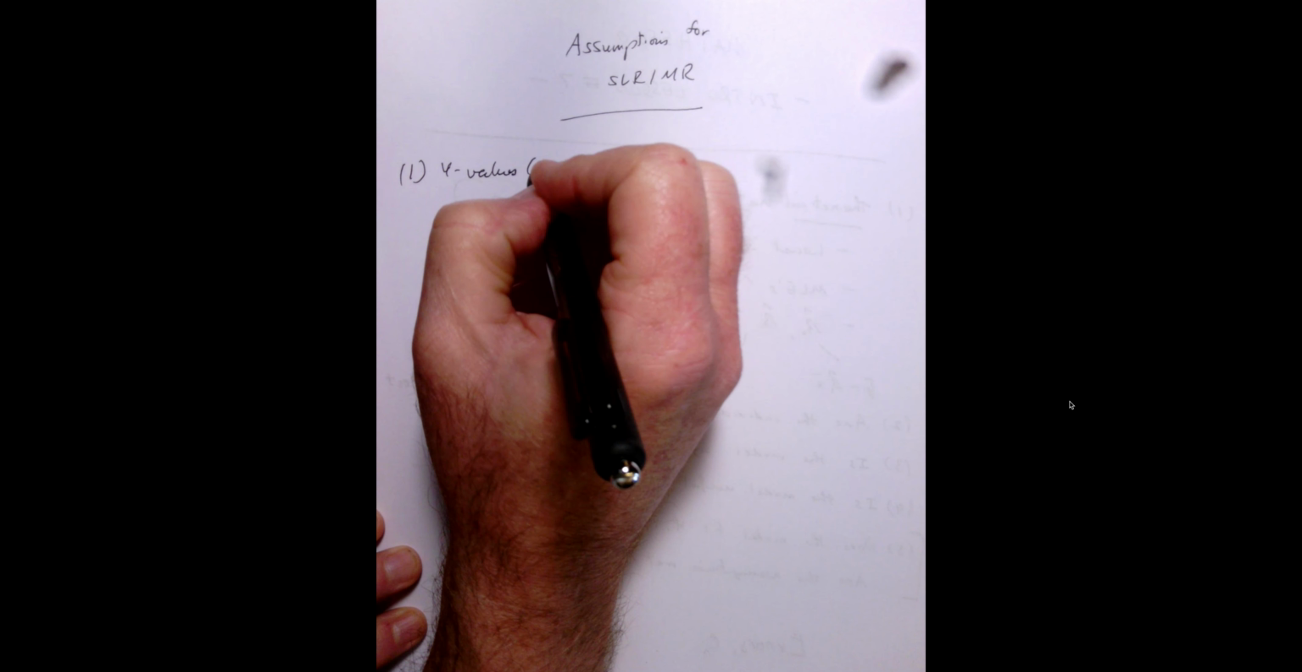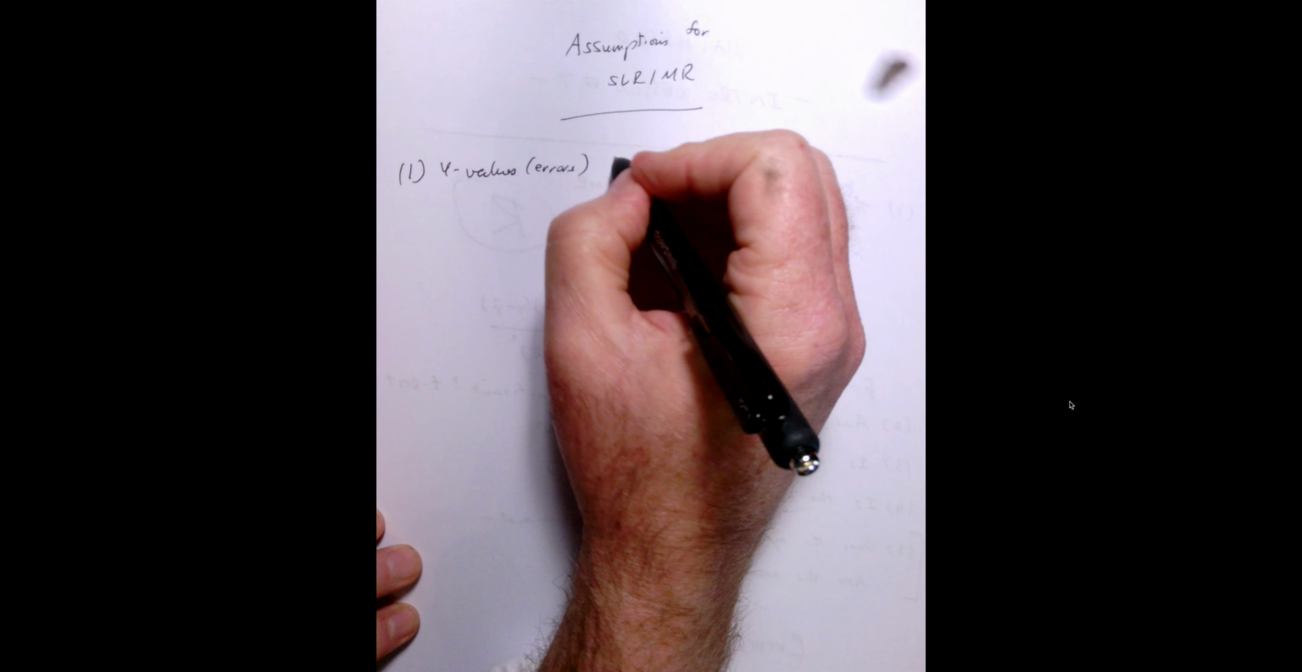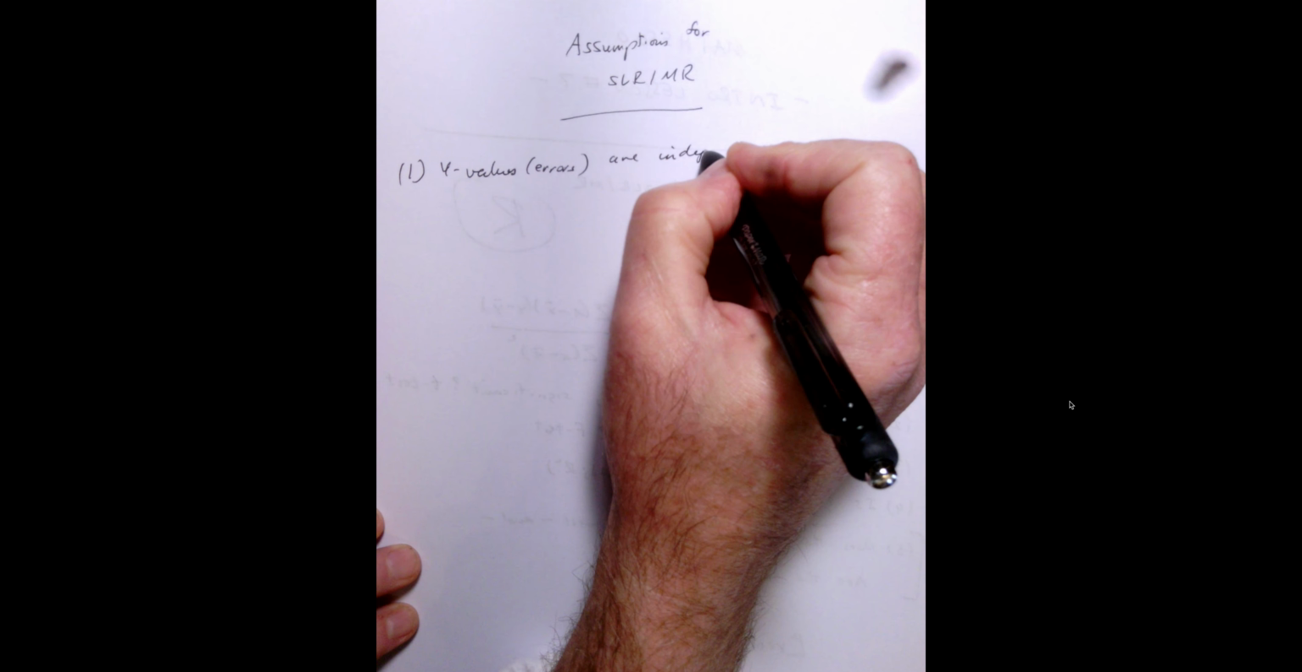So, assumptions for our simple linear regression and our multiple regression models. Now, the first one is that our y values, and this is equivalent to saying also that our errors are independent. Now, it turns out that there's no plot that we can necessarily look at that gives us the answer to the independence assumption for the y values and the errors. This is more of a study design issue.